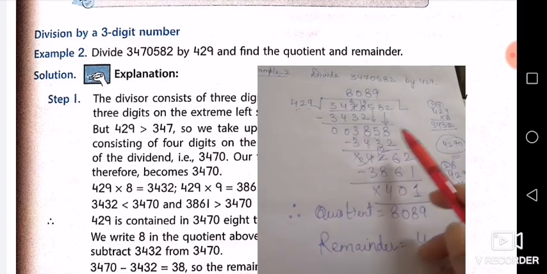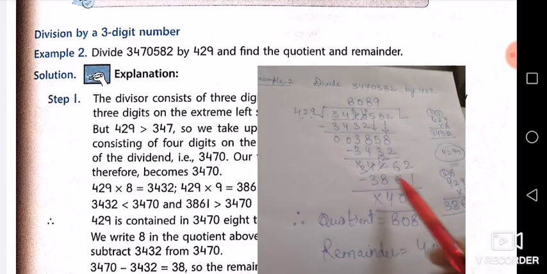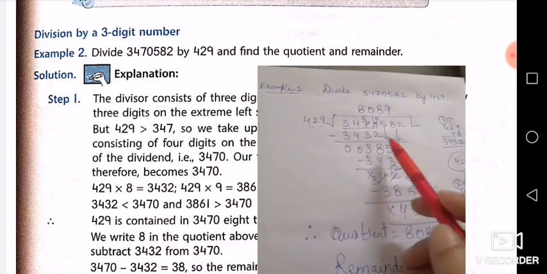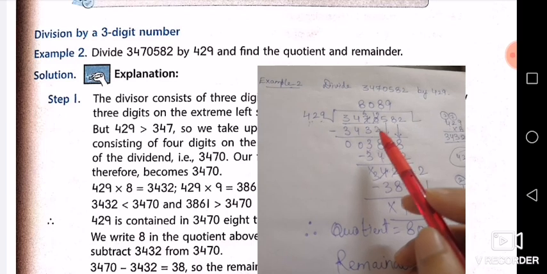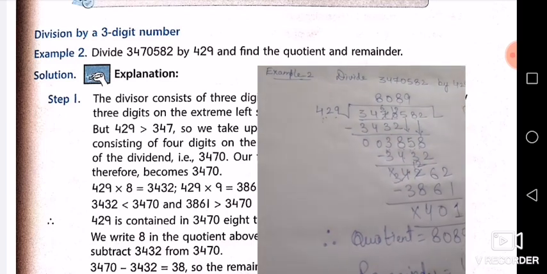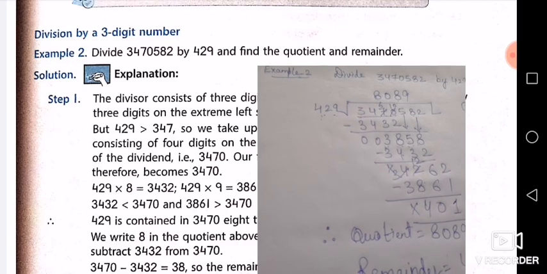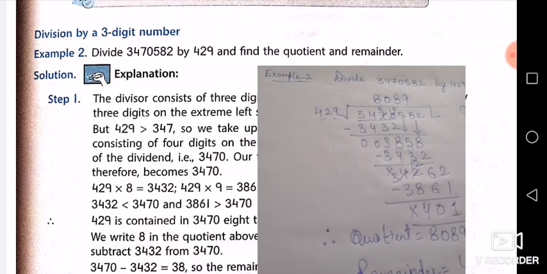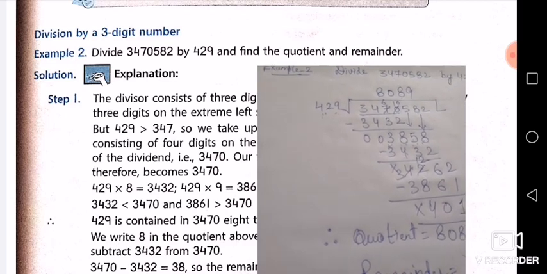Fine. In this you don't need to write all the tables. By rounding the number you will be able to know which number it is going to be divided by. So I hope this example 2 is clear to you all.